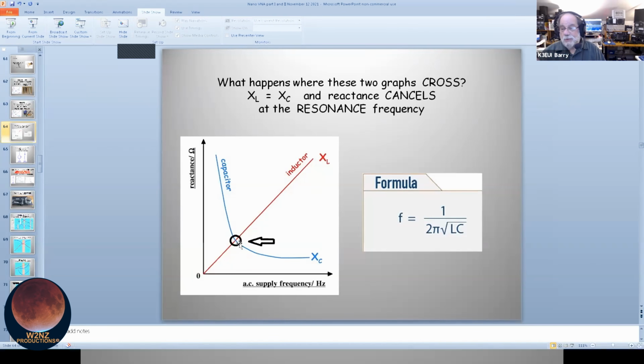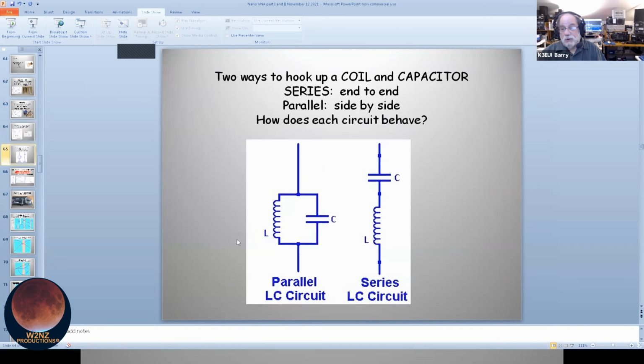Antennas behave the same way. If they're too long or too short, they show up looking like a capacitor or inductor. So if you get them just the right length, there's no reactance in your antenna, and resonance is easier to achieve that way. So, the ways you can hook these things up, series and parallel, all kinds of effects. I'm going to stop sharing.